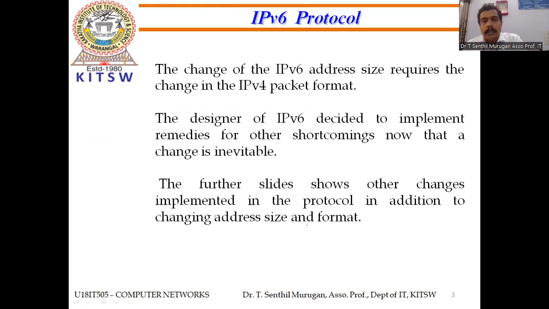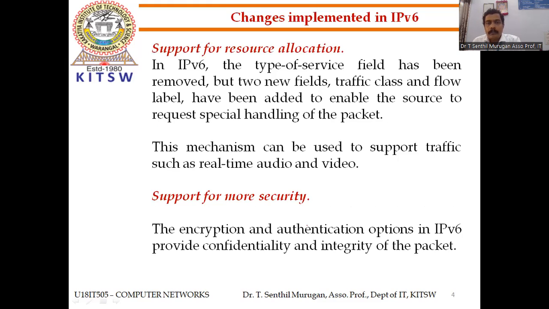So, the IPv6 protocol requires some changes from IPv4. Because IPv4 has only a 32-bit address, there is an address depletion problem. To overcome that, we are coming up with IPv6. According to the IPv6 address size, we need to change the protocol as well as the packet. So what are the changes implemented in IPv6? That we also have to discuss.